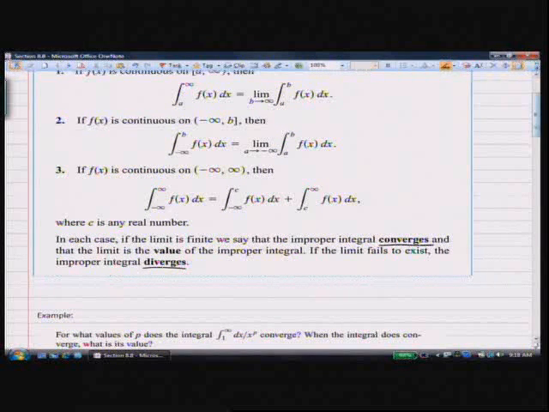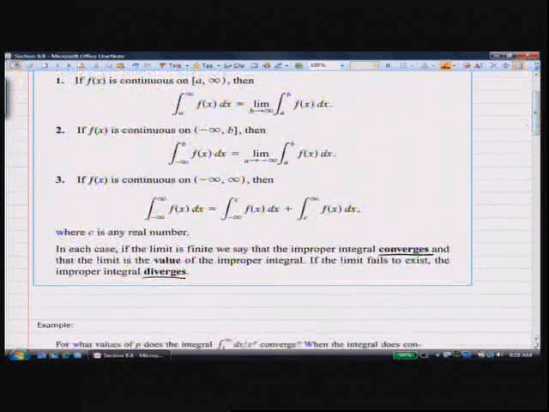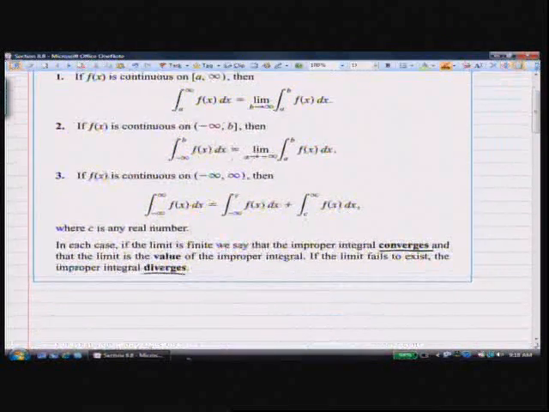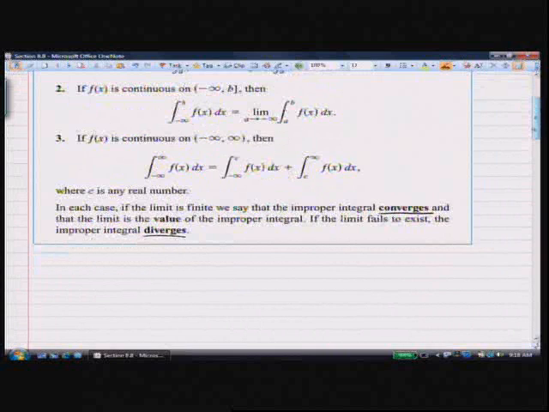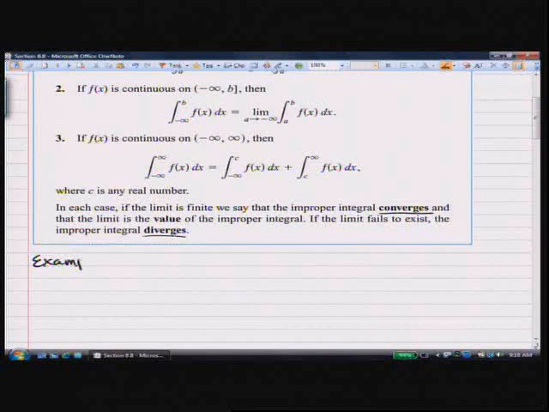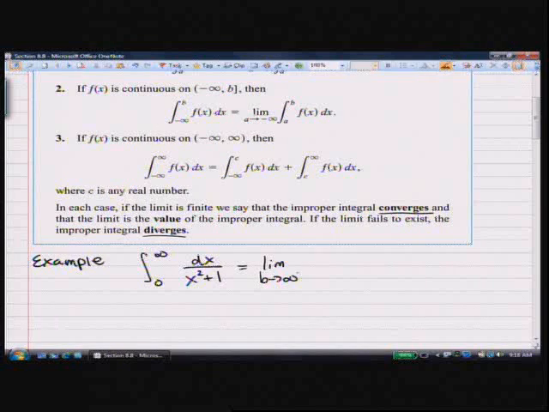All right, I want to do a problem before I go through here. So let me have some space to work a problem. Let's consider the integral from 0 to infinity of dx over x squared plus 1. In order to handle this, you think of it as the limit as b goes to infinity of the integral from 0 to b of dx over x squared plus 1.